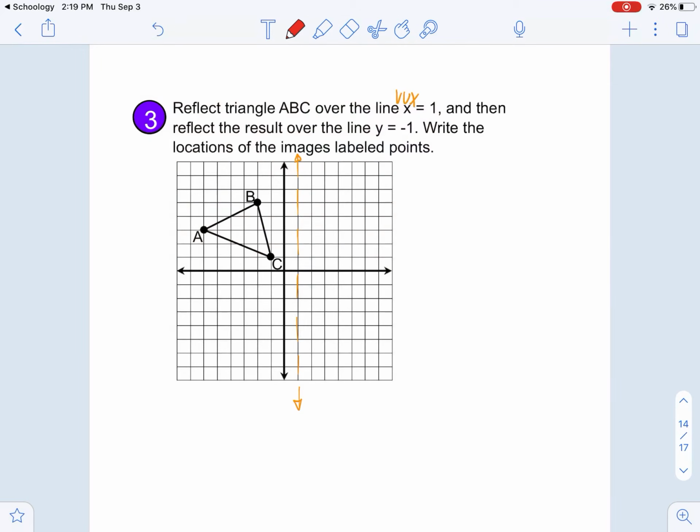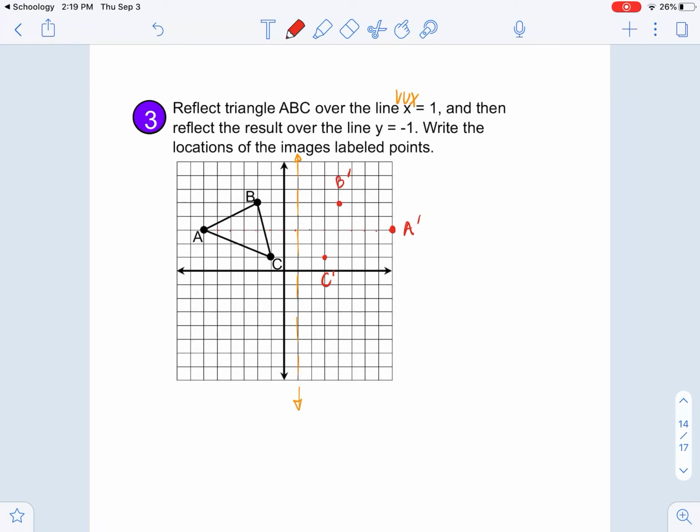All right, I'm going to reflect over that line. So C is 2 away, C prime is 2 away. B is 3 away, B prime is 3 away. A is 1, 2, 3, 4, 5, 6, 7 away. So 7 away, A prime. Did I go too far? Let me count. 1, 2, 3, 4, 5, 6, 7. 1, 2, 3, 4, 5, 6, 7. No, I did it right.